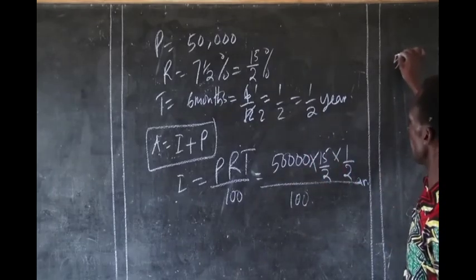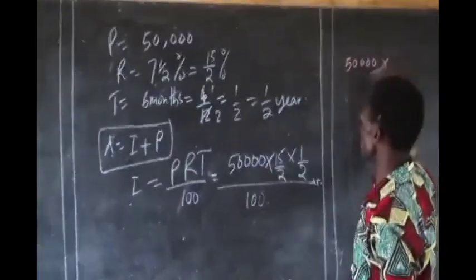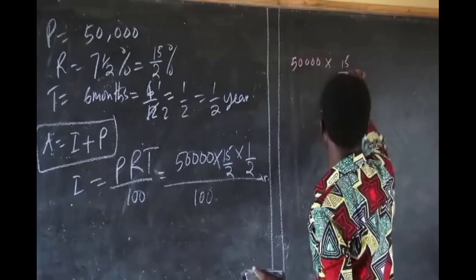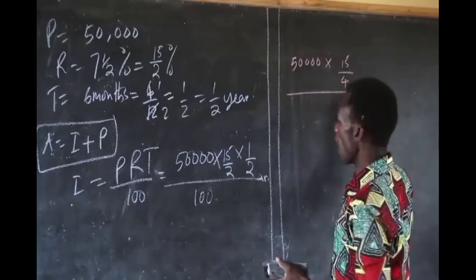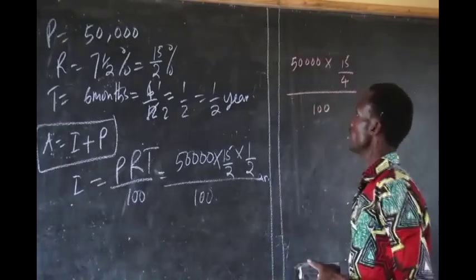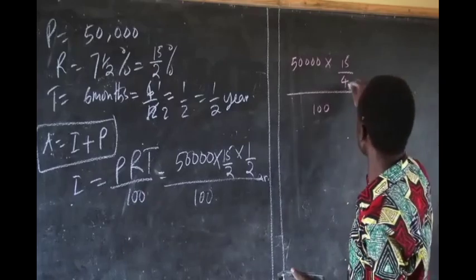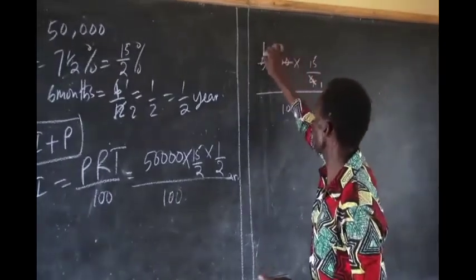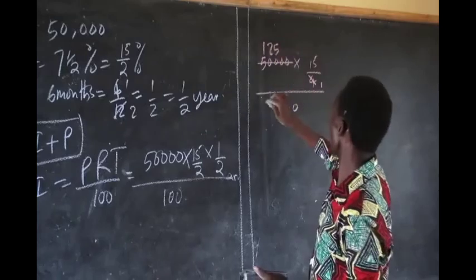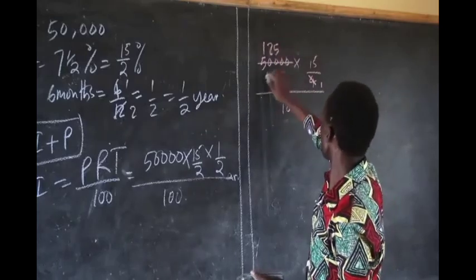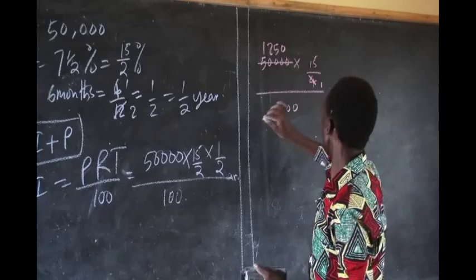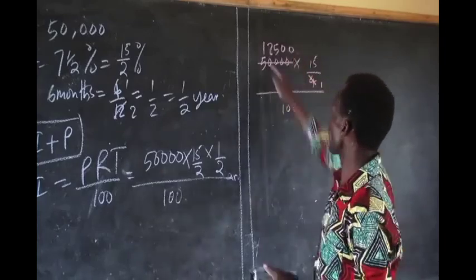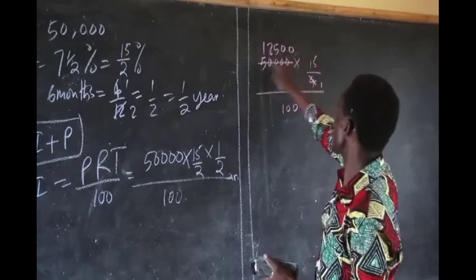So we have 50,000 times 15, then 2 times 2 is equal to 4, over 100. If it is 100, you can definitely simplify this. By 4, it is 1, and by 4 here, it is 125. This is 1,000. Then when you simplify, this is 12,500 over 100.